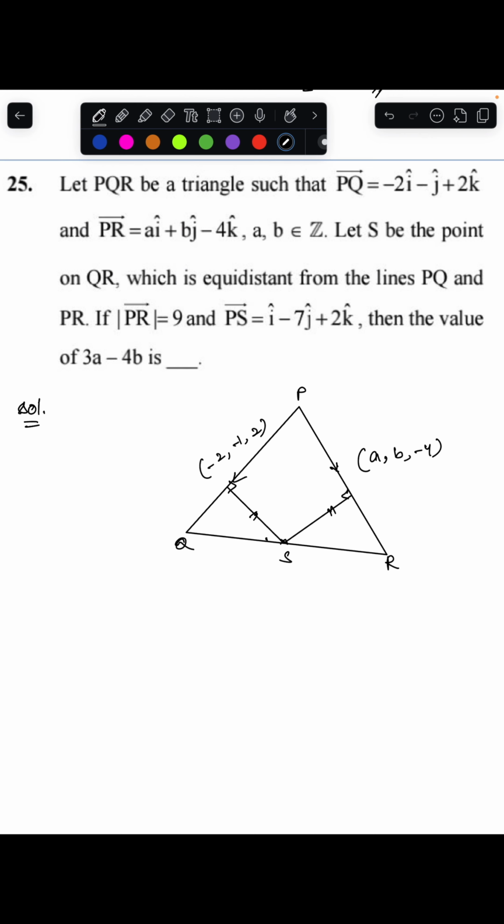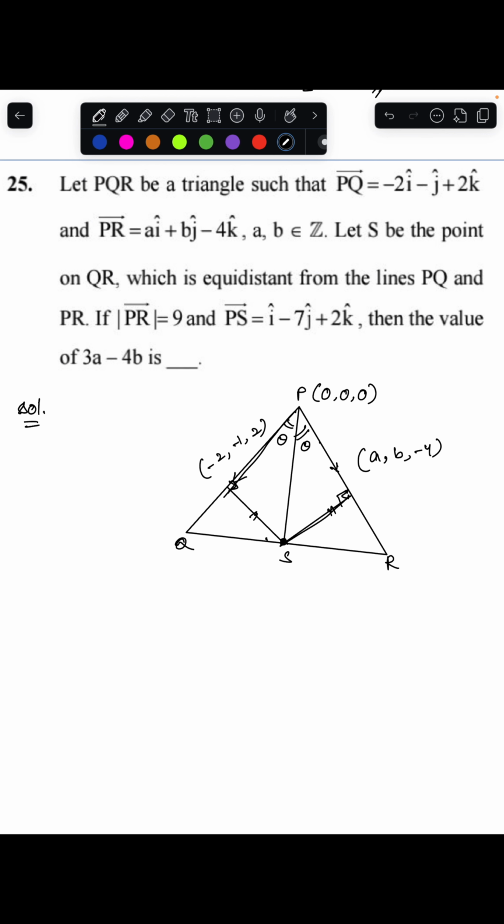That means, can I say it is the definition of angular bisector? So S must be lying on the angular bisector, because what is the definition of angular bisector? The locus of the point which is equidistant from two given lines. So then it lies on the angular bisector, right? So in triangle PQR, PS is the internal angular bisector. Now what I do is I will assume the origin is at P.